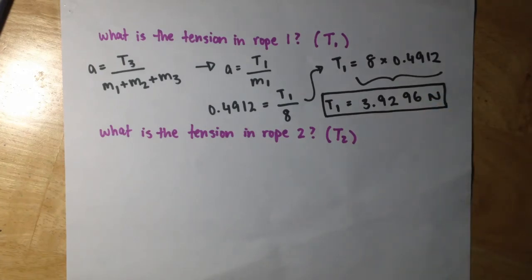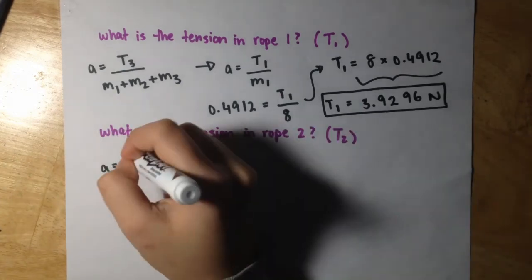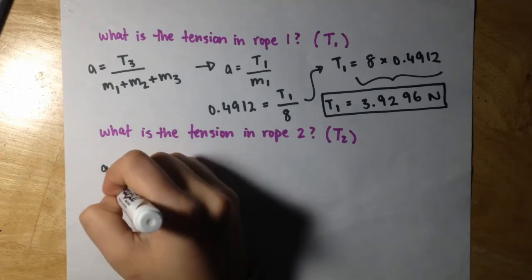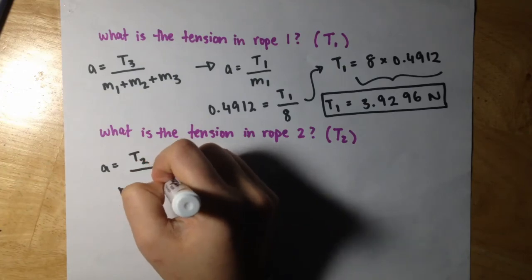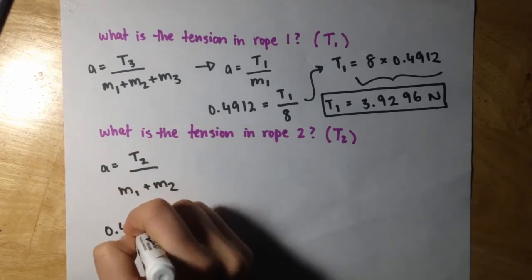So what is the tension in rope 2? We can use the same method. The acceleration will be equal to the tension in the second rope divided by the sum of the masses that the second rope is pulling, so M1 plus M2. So acceleration is equal to 0.4912.